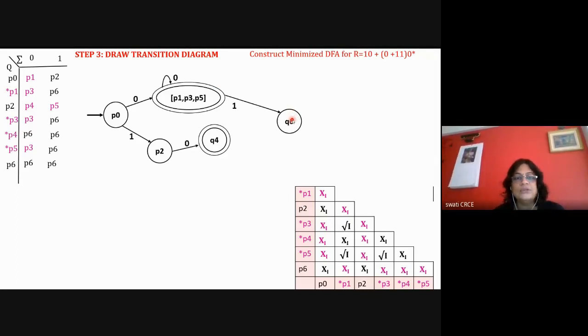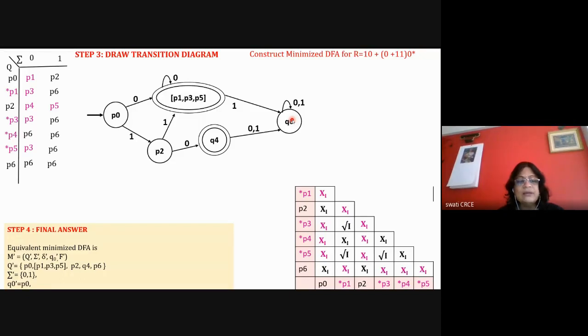So if you are able to draw the diagram, you can say that, okay, maybe your answer is correct. Then write down the final answer. But how to identify the final state? Final states are P1, P3, P5 merged together. So both of these are final states, and Q4, the remaining state, is a final state. Draw this, and here also you can verify the answer for the regular expression. With 1, 0 it should go to the final state, and it is going to the final state.